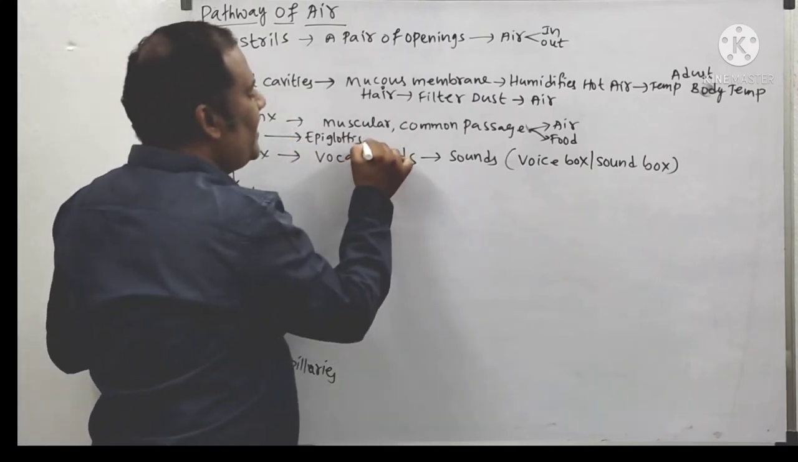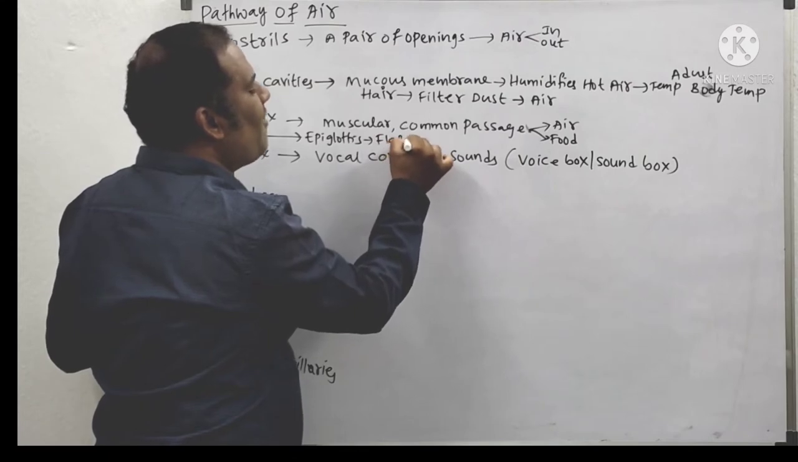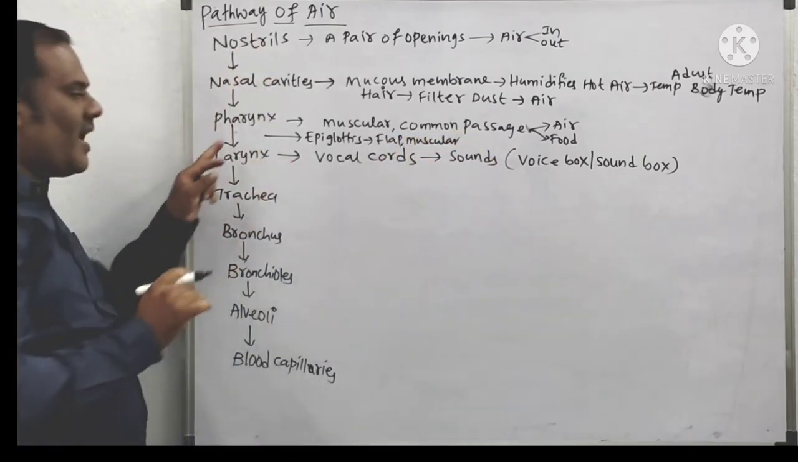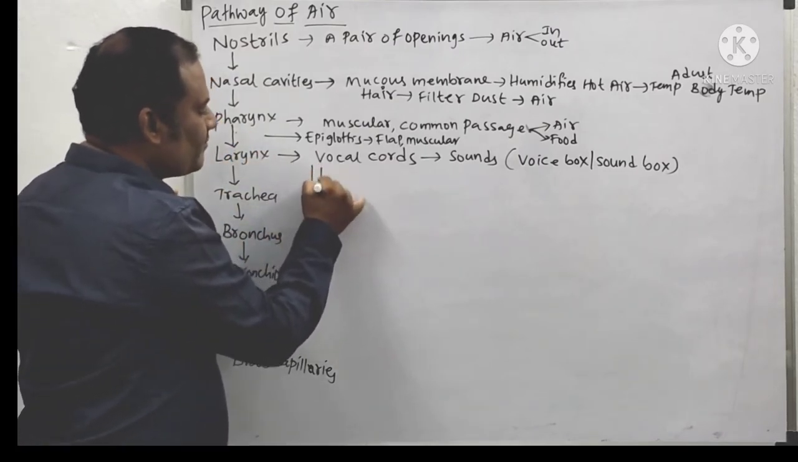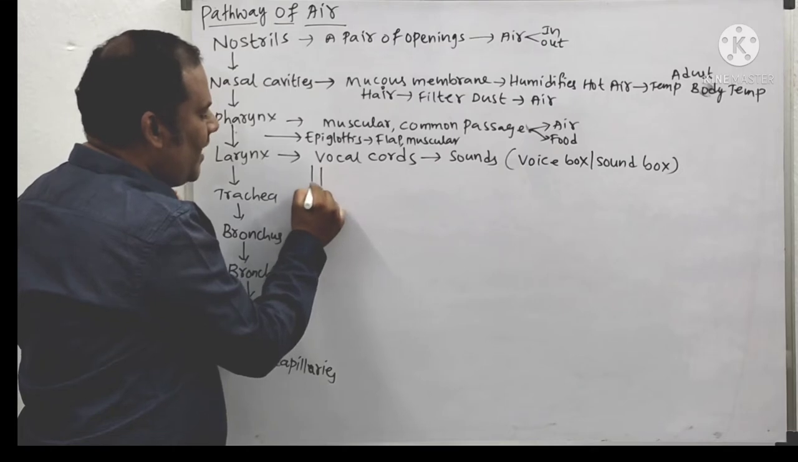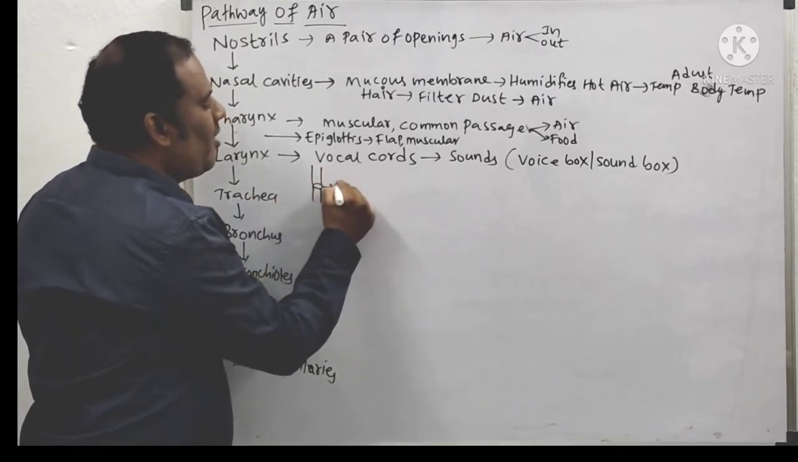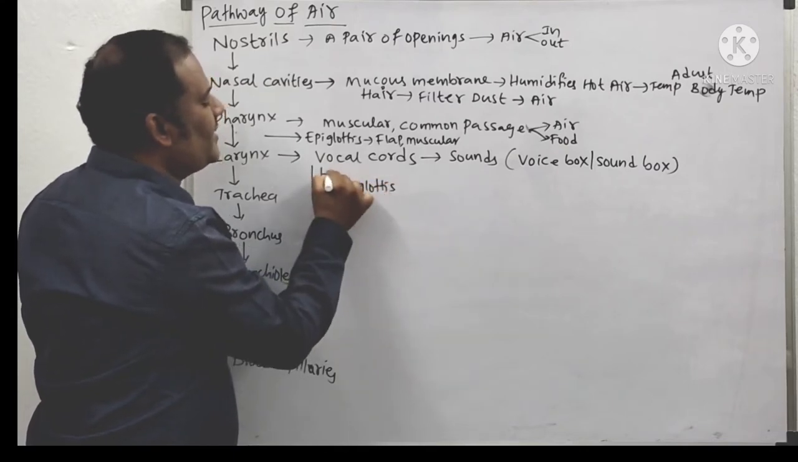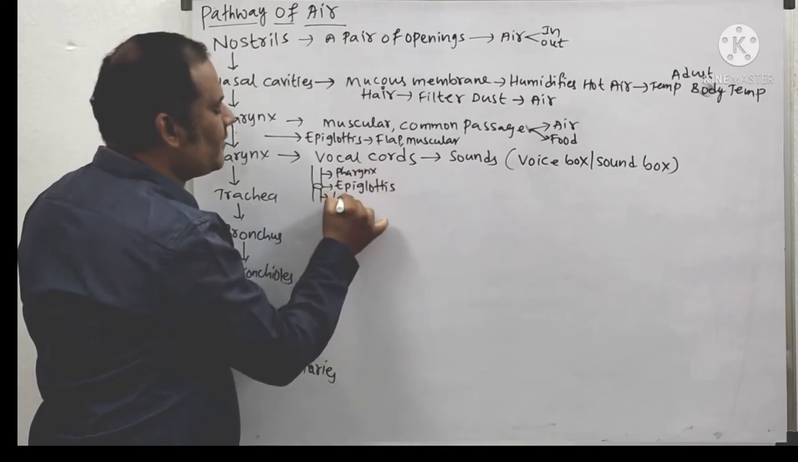Actually, how is the epiglottis? It is just a flap-like muscular structure, which prevents the entry of food. For example, this is the pharynx and this is the larynx. Between the pharynx and larynx, this structure is present. This is called the epiglottis.